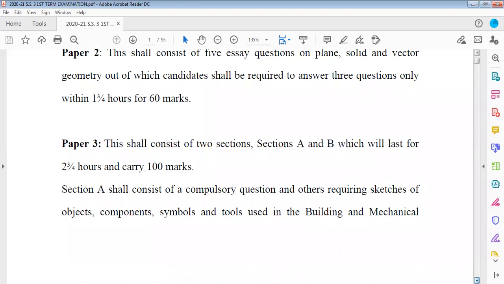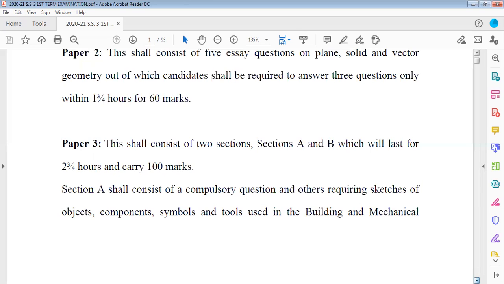Now let's look at paper 3. Paper 3 consists of 2 sections, section A and section B, and you have to spend 2 hours 45 minutes on it, and that will earn you 100 marks. Now, section A consists of a compulsory question, and that question has to do with the sketching of isometric objects.